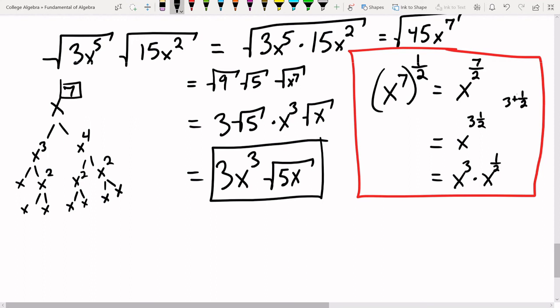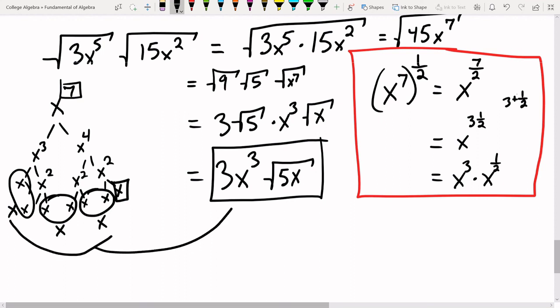Now we're looking for groups of 2 because this is a square root. So here's a group of 2, here's a group of 2, there's a group of 2, and we have 1 left. So we have an x from that group, an x from that group, an x from that group. In other words, 3 x's, and this x remains on the inside.